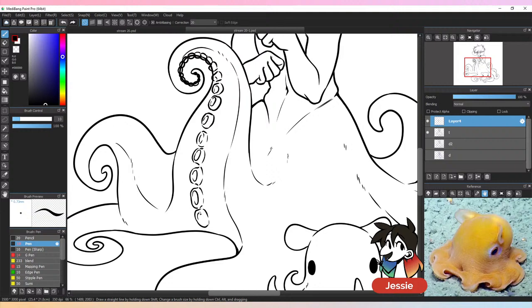Yeah, they're not hard to draw. It's just the same thing over and over, and it just gets really boring over time. This is why I put it on a separate layer, so then it's easier for me to get rid of this extra line here. So then I don't have to worry about it getting in the way.